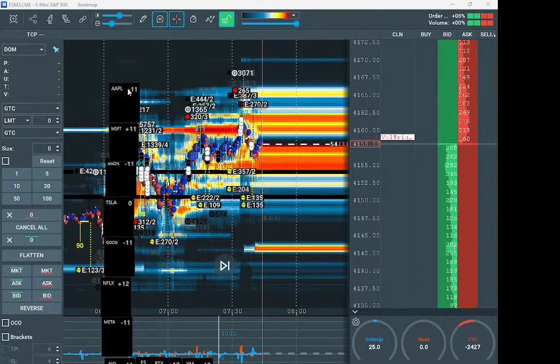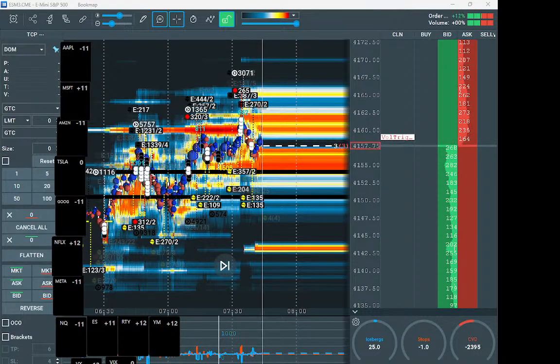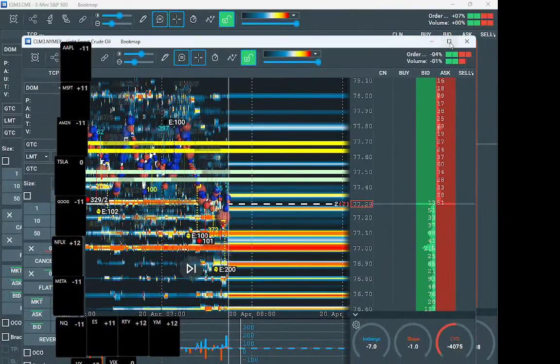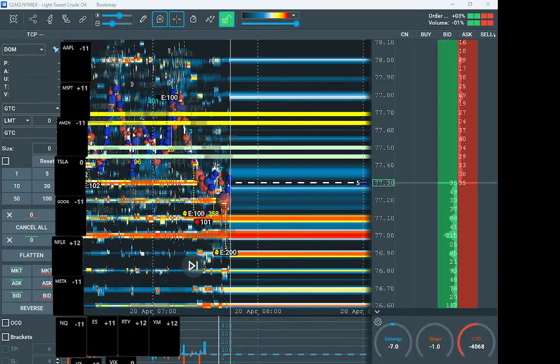All right, we haven't had this over here. So we just heard something in crude. Let's see what's going on here. Bigger picture first.